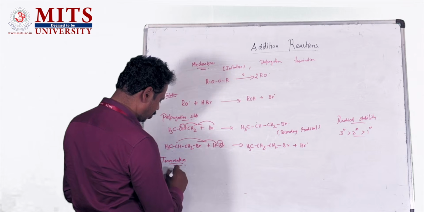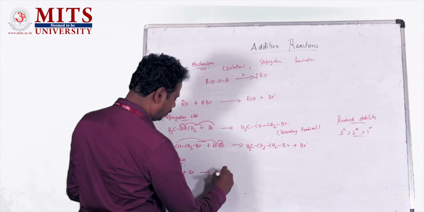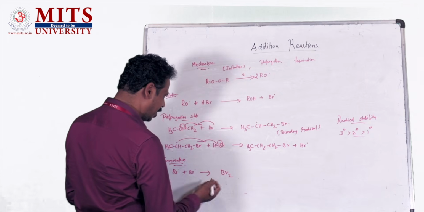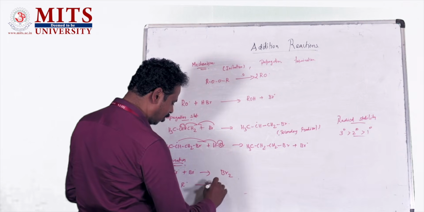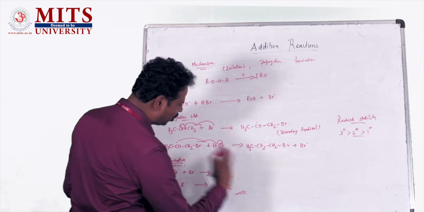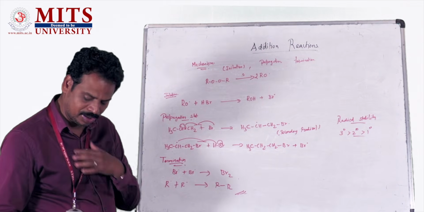In this case, it is possible to have Br dot plus Br dot, and you'll be able to obtain Br2. In some cases you'll obtain R dot plus R dot, I mean radical, it will form R-R, etc. It goes like this. So the last one is called the termination step.